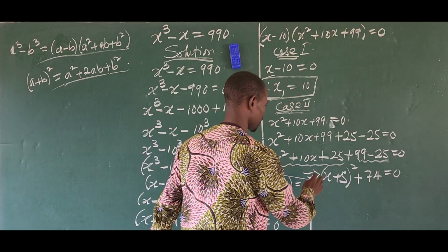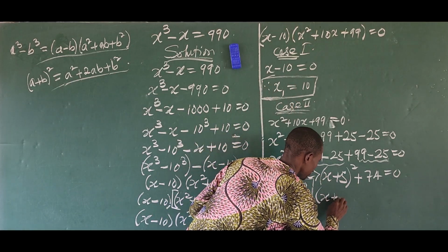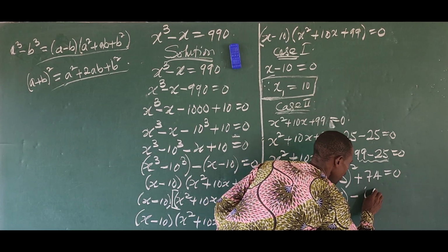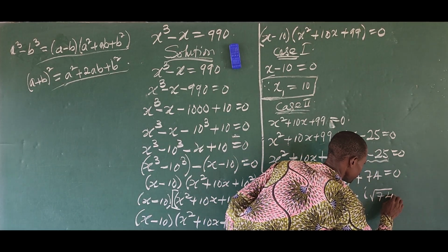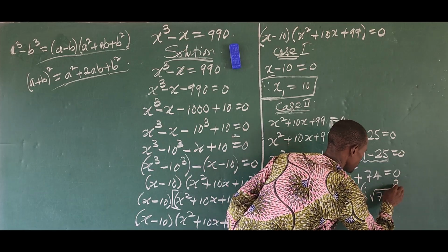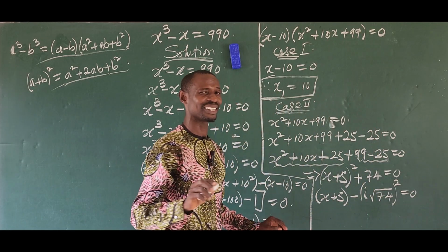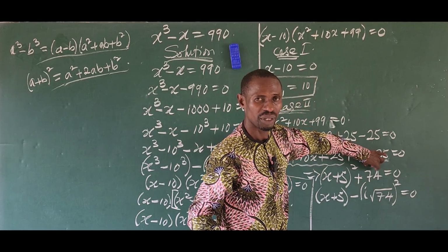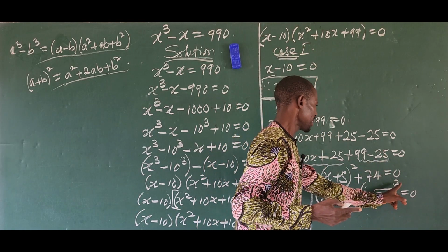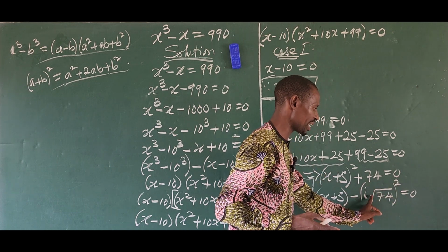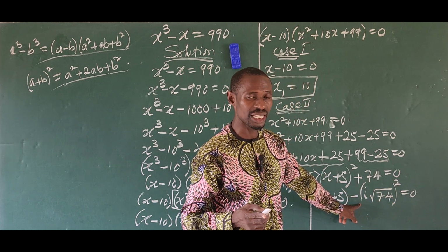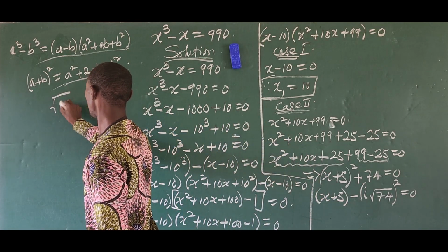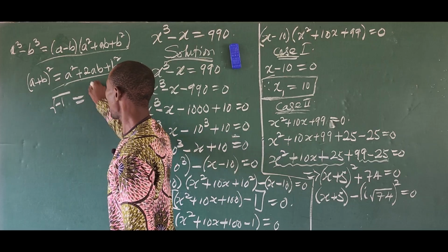So look at the manipulation I'm going to do here. This is going to give us (x plus 5) close bracket, then minus (iota times the square root of 74) in bracket, raised to the power of 2, this is equal to 0. This thing you have in here now is the same thing as plus 74. How do I mean? This square here will affect everything inside here. The square root of minus 1 is equal to iota.